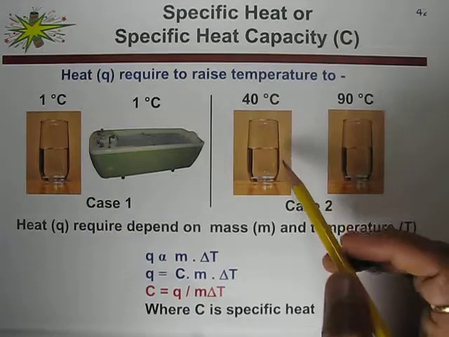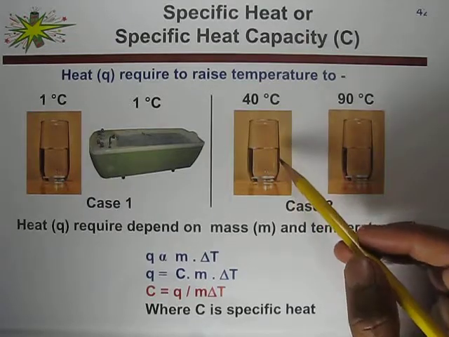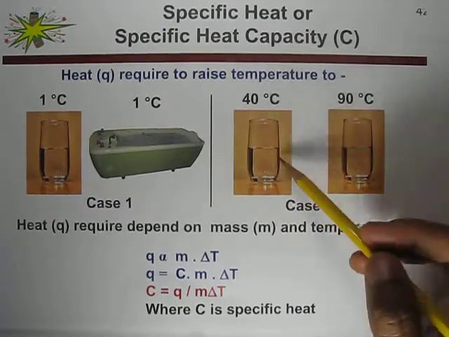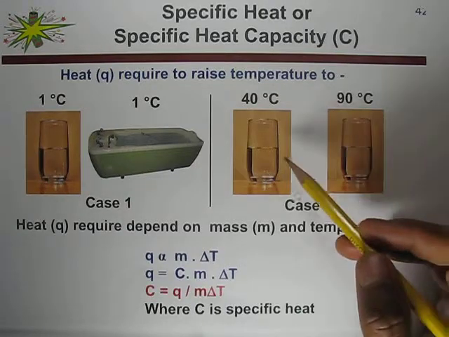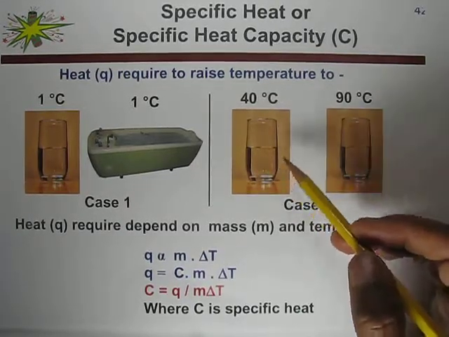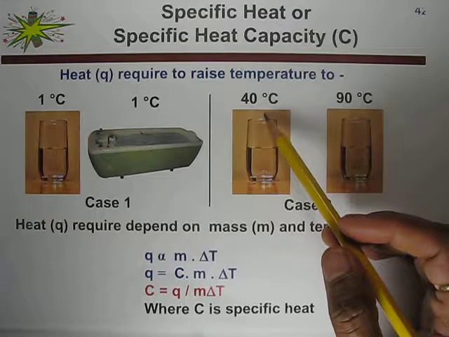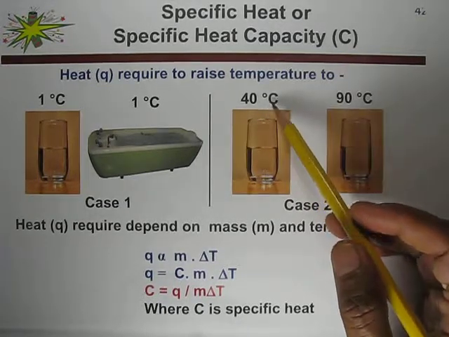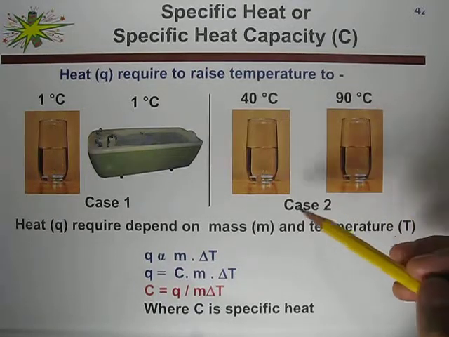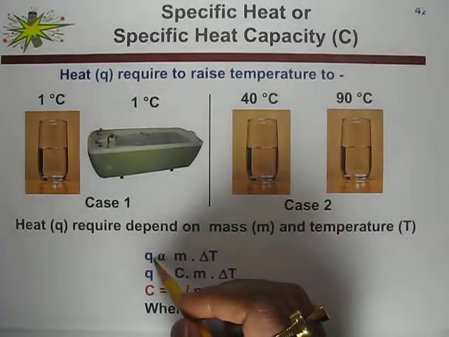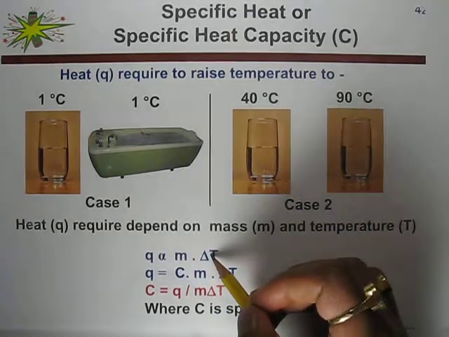In case 2, both glasses have the same amount of water, but we have to increase the temperature up to 40 degrees Celsius in this glass, and up to 90 degrees Celsius in this glass. So the heat required in the two glasses will be different. You need less heat to raise this glass to 40 degrees Celsius, and more heat to raise this glass to 90 degrees Celsius. So we can write that Q, the heat required, depends on the difference in temperature, delta T.